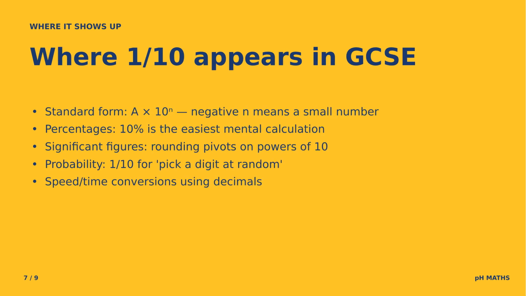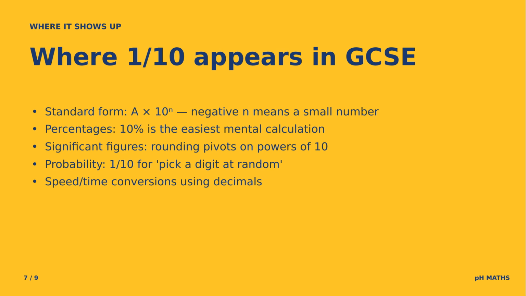Where 1/10 shows up in your exam. Standard form: every standard form number is some a times 10 to the n, where a negative n means a small number built from 1/10 and its powers. Percentages: 10% is the easiest mental calculation. Significant figures and decimal places all pivot on powers of 10. And probability, 1 in 10 for picking a random digit, and speed and time conversions involving decimals.